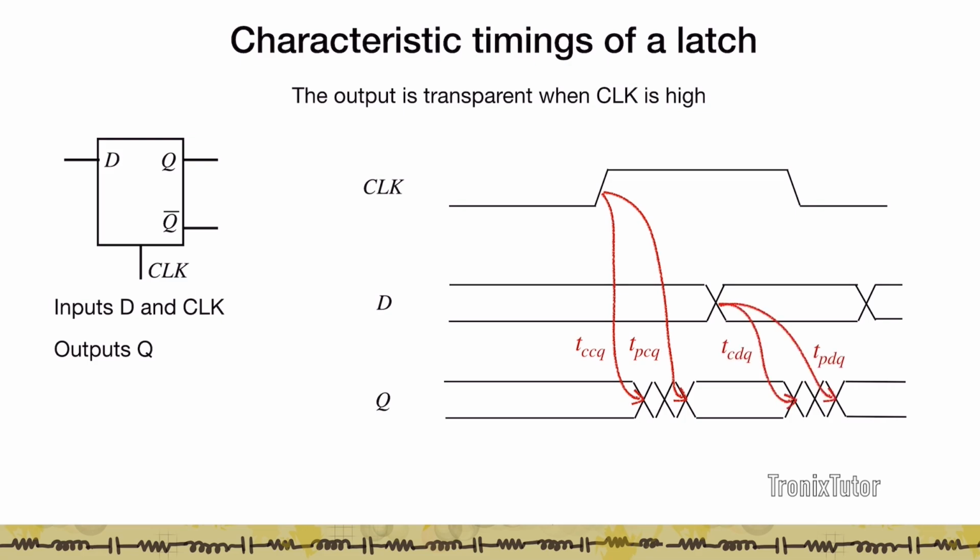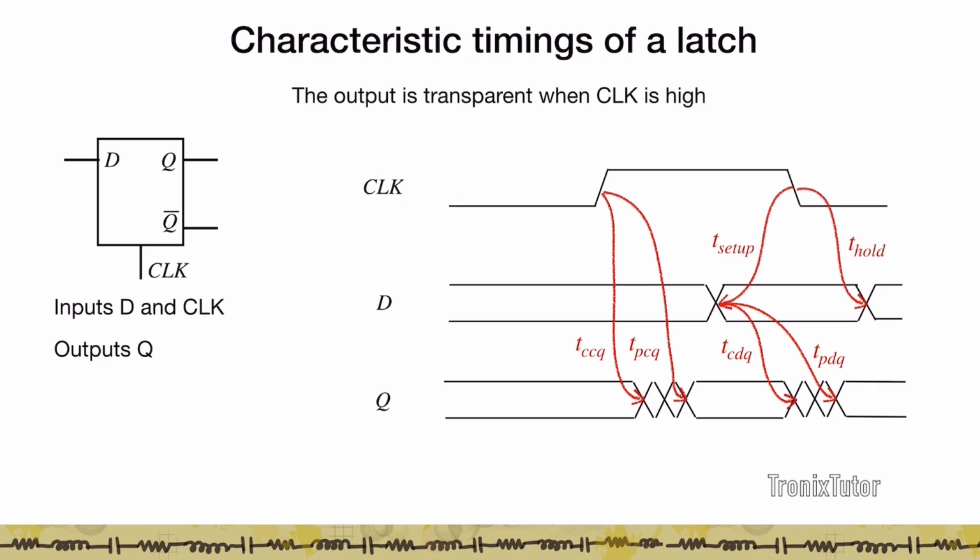Now, when the clock is high, if D changes, then there exists a delay between D and Q. So again, we have a contamination delay which is defined as CDQ. This is the contamination delay from D to Q, and you have a propagation delay from D to Q. So hence, remember, because the latch has two inputs, D and clock, and since both of them can impact the value of Q, you have contamination and propagation delays between each input and each output.